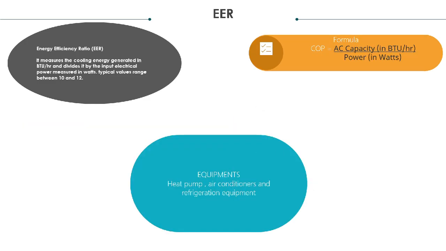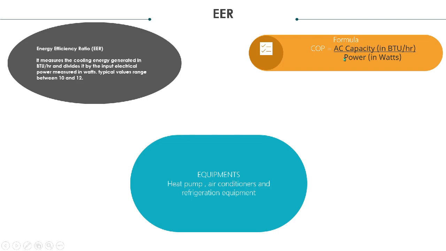EER, energy efficiency ratio. It measures the cooling energy generated in BTU per hour and divides it by the input electrical power measured in watts. Typical values range between 10 to 12. So the formula for COP, this is not COP, this is energy efficiency ratio, EER. Okay, simply change that one. EER equals AC capacity in BTU per hour divided by power input, which is in watts.